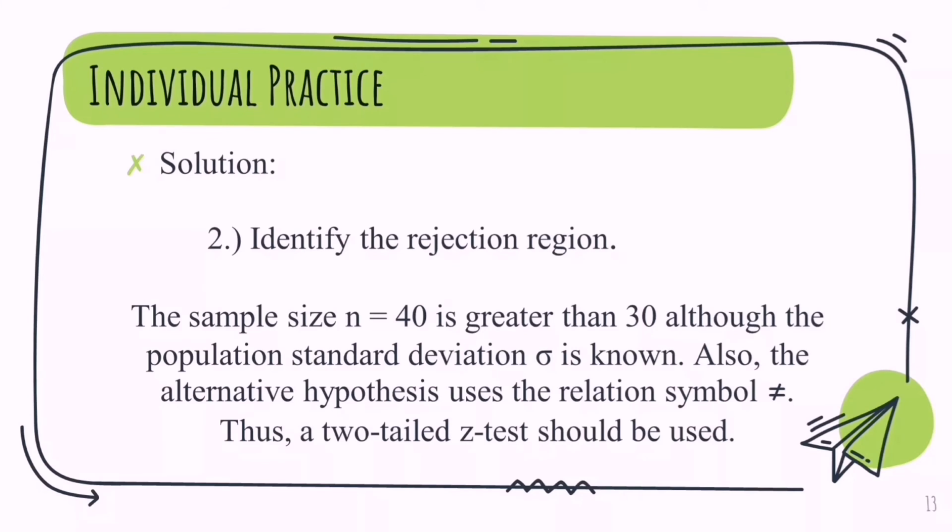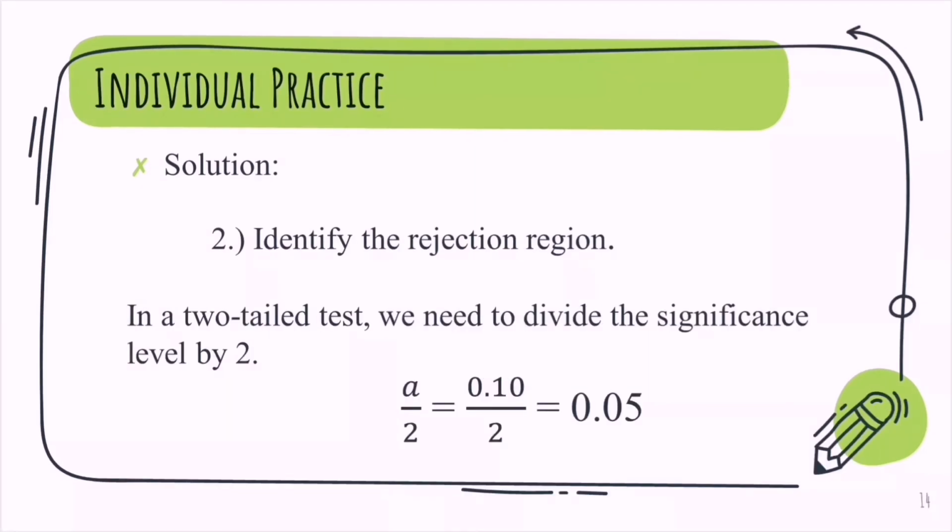Second, identify the rejection region. The sample size n is greater than 30, although the population standard deviation is known. Also, the alternative hypothesis uses the relation symbol unequal. Thus, a two-tailed z-test should be used. Remember, we will use the z-test because n is greater than 30. We already know what test we are going to use. Now let us identify the significance level, which is 0.10, and it is already stated in the problem.